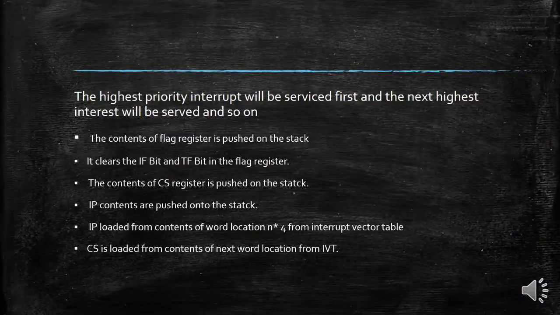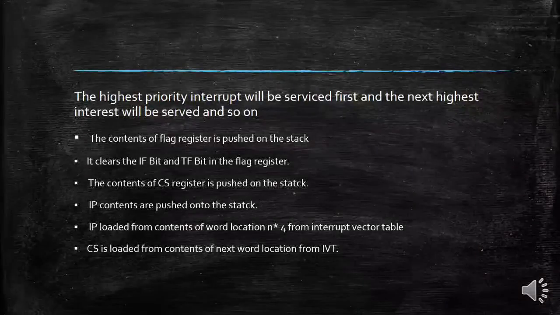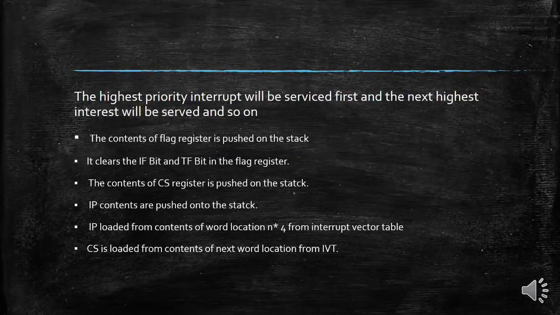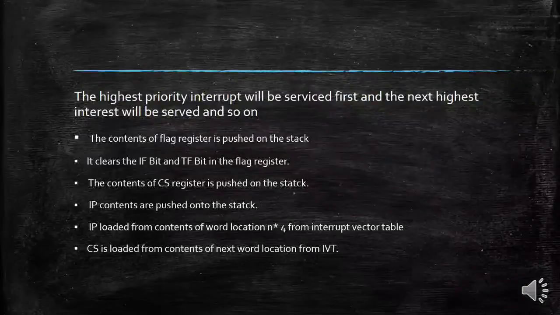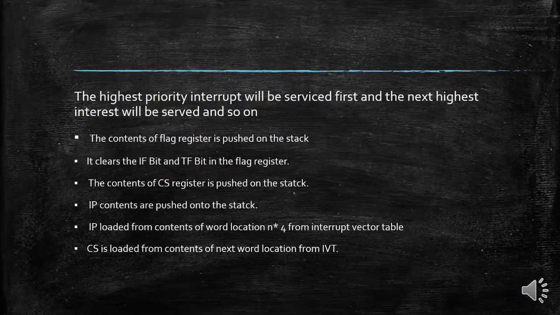The starting address of the type 0 interrupt is 00000H. For the type 1 interrupt it is 00004H. Similarly, for type 2 it is 00008H and so on.